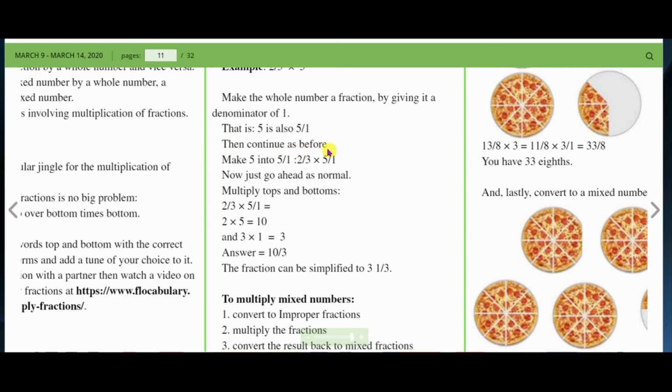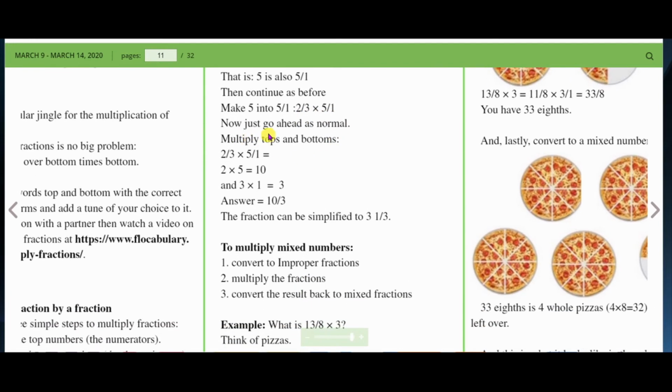Then continue as before. Make 5 into 5 over 1, and then 2/3 multiplied by 5 over 1. Now just go ahead as normal. Multiply the tops and bottoms. So 2/3 multiplied by 5 over 1 is equal to 2 times 5, and that would be 10. This would be our numerators. And then 3 times 1, these are the bottom numbers or the denominators. So we end up with 10 over 3, or 10/3.